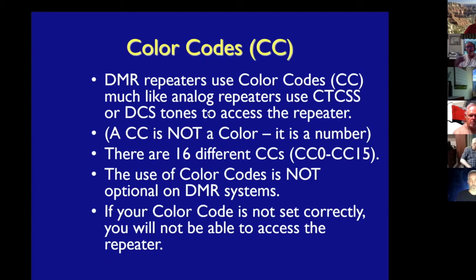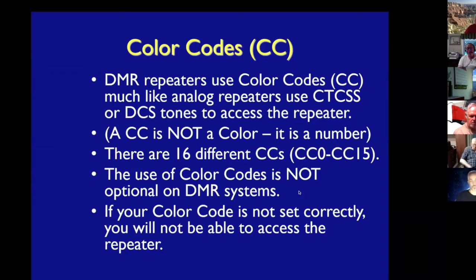Color codes, a term that's easy to understand if you're an experienced ham operator, because a color code is the digital way of saying what tone is going to get you into the repeater. It's essentially the digital equivalent of your CTCSS or DCS access code tone. A color code does not refer to, for example, a blue color code. It's literally a number from color code 0 to color code 15.